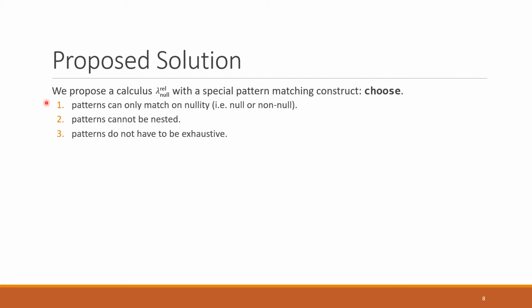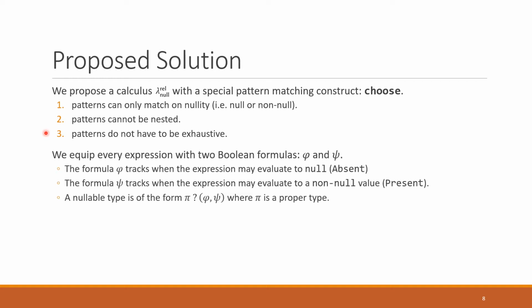First, we can only match on nullity, so is something null or non-null. Second, we cannot nest patterns. And third, we are not required to provide all cases in the pattern match. In fact, we can leave out any number of cases and instead they will become part of the type. Okay, so how do we do this?